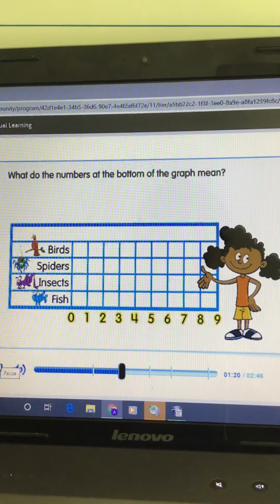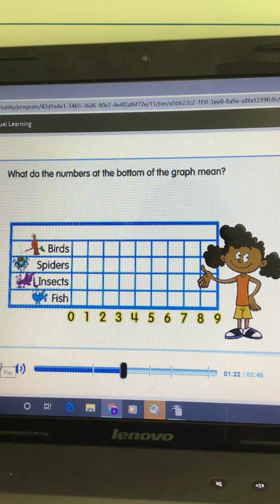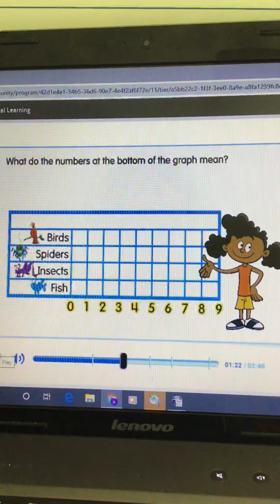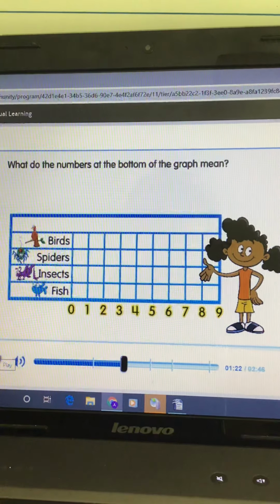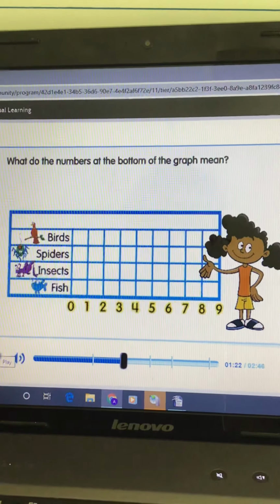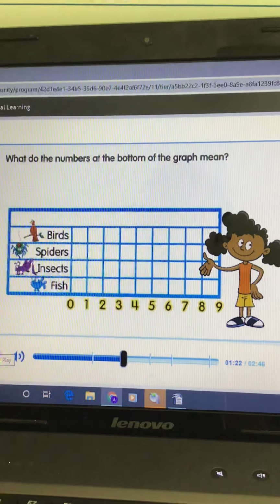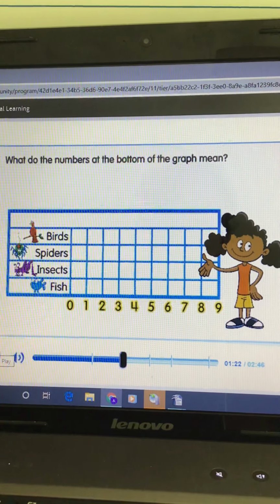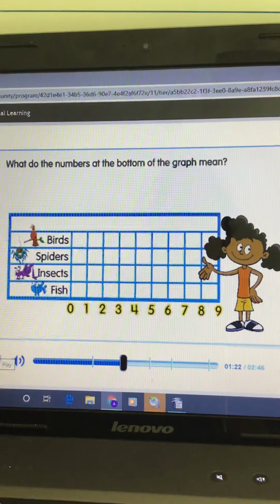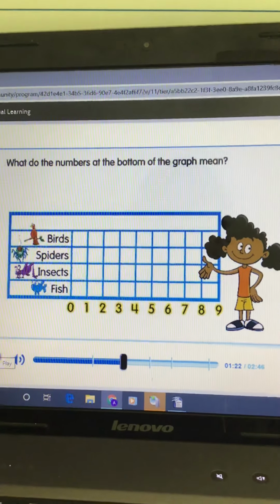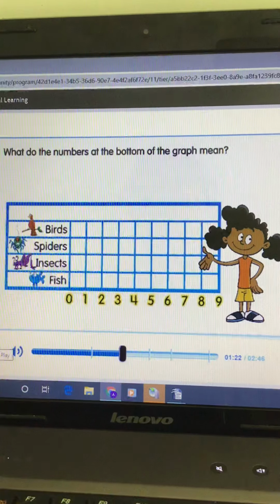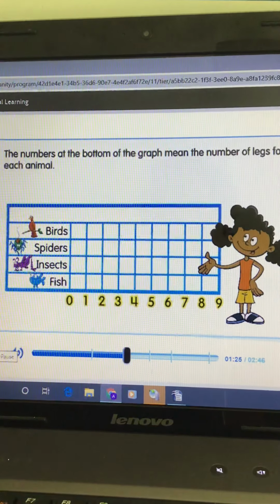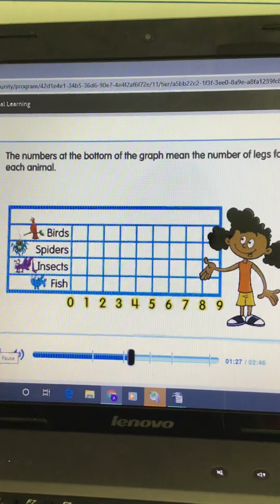What do the numbers at the bottom of the graph mean? So the numbers that are down here are the number of legs that each animal has. You have to think about what kind of information she was collecting when she made her graph. She wasn't going around asking people what animal they liked best. She was counting the number of legs that each animal has. The numbers at the bottom of the graph mean the number of legs for each animal.